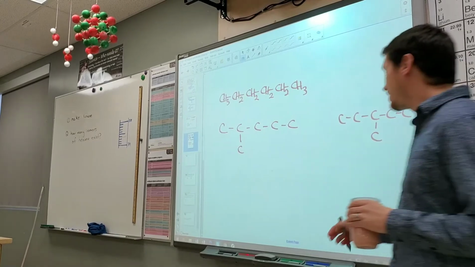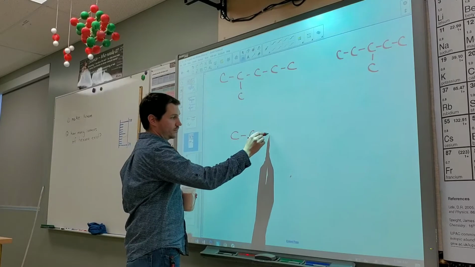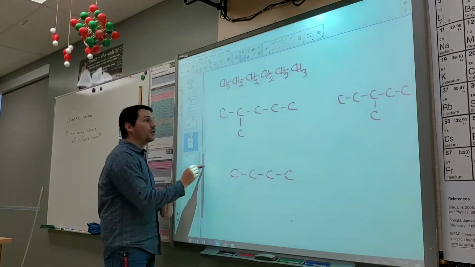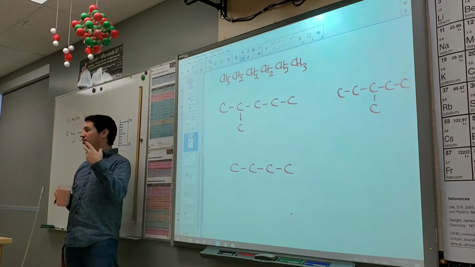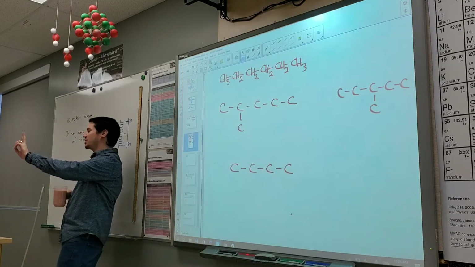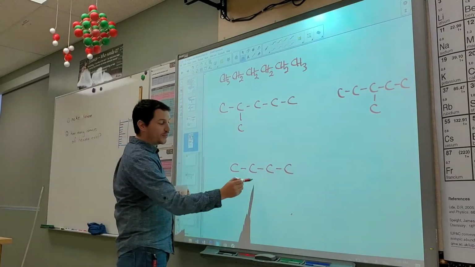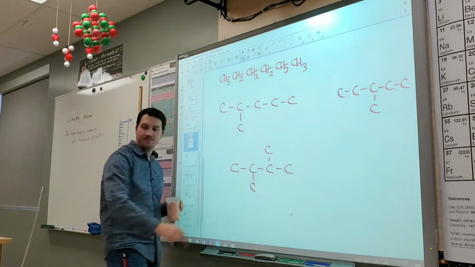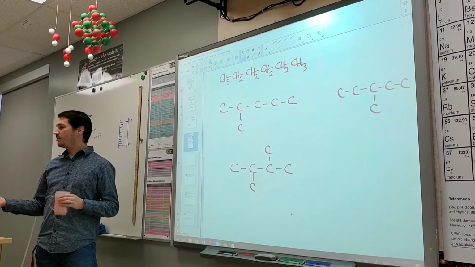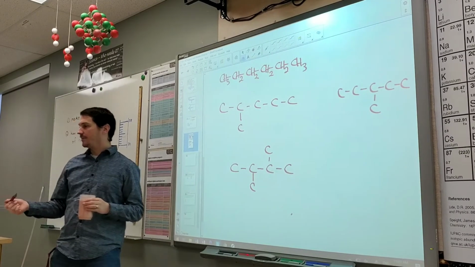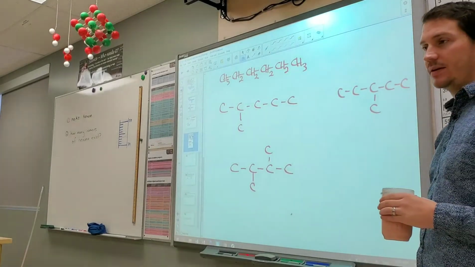Okay, we can make butane. So, what could we do? We've got 2 carbons that we need to attach to places. Where can we put them? 2 and 3. We could put them on the 2 and the 3. So that would be 2,3-dimethylbutane, right?